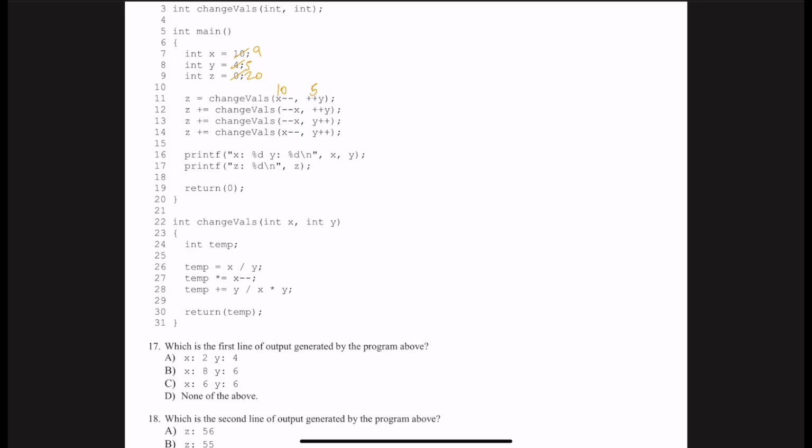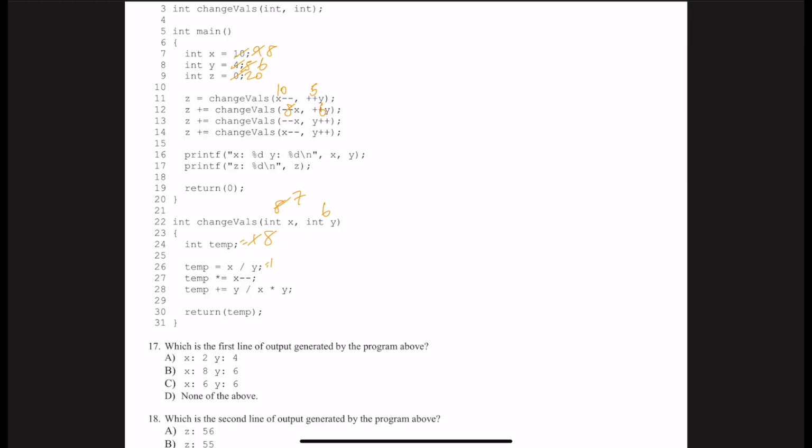So line 12, we're going to pass minus minus x, so change the value first. Plus plus y, change the value first because it's prefix. 8 and 6. Maybe you start to get the hang of this. It's going to be 8 divided by 6, is 8 greater than 6? Basically is what we're looking for. Well, yes, so it's going to be 1. 1 times equals x minus minus, so times 8. Now that we've evaluated that, we can decrease x.